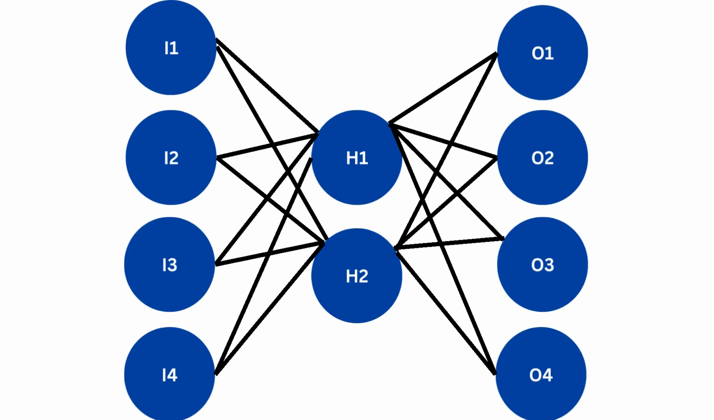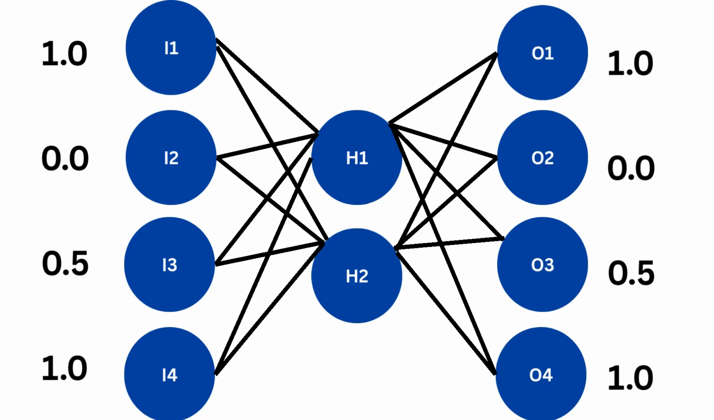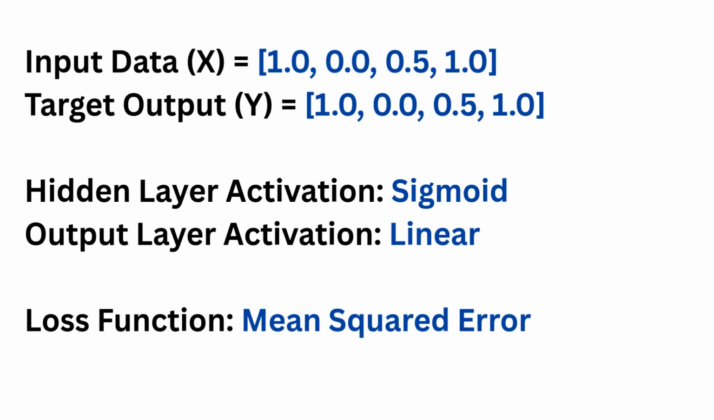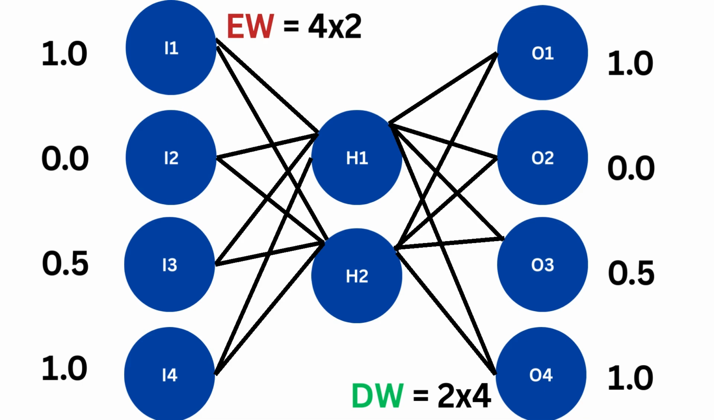and the error. We are using an undercomplete autoencoder with 4 inputs and 4 outputs and a hidden layer with 2 neurons. Our input vector x has 4 values: 1, 0, 0.5 and 1, and our target output is the same. We will be using sigmoid activation for the hidden layer and linear activation for the output layer, and the loss function would be mean squared error. The weight matrix between the input and the hidden layer would be of size 4 cross 2, and the weight matrix between the hidden and the output layer would be of size 2 cross 4.